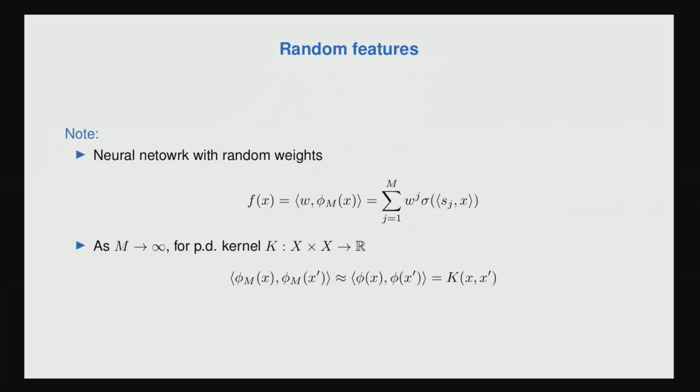Why do we like this? Well, because this is a nice way to enter two worlds, let's say, at the same time. If you want, you can rewrite this function here in this way, and so now you can recognize what's a shallow neural network with random weights. So it's different from a classical neural network where usually you want to learn the weights. Here they are random, and they are these SJs.